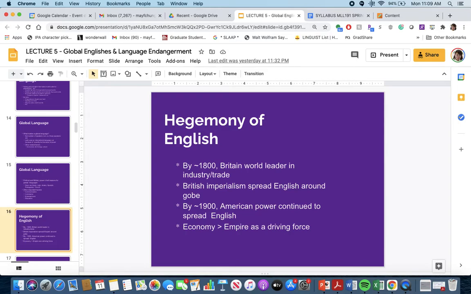English really started off with our cousins across the pond, the British, right? The British Empire was very, very successful in going abroad, colonizing lands and people, and they brought their language with them. They were the kings of industry and trade all around the globe. As soon as they came to America and formed the 13 colonies, English was already beginning to spread. By the time of the Industrial Revolution, English, especially American English, continued to be a driving force.